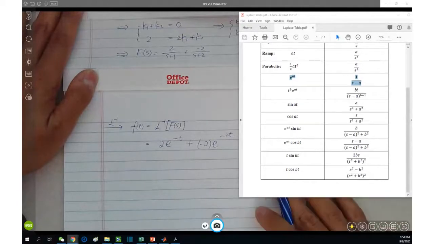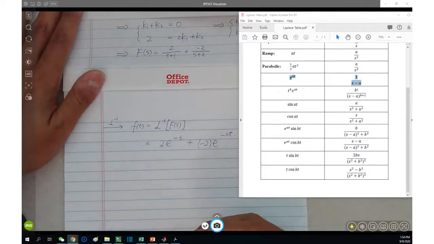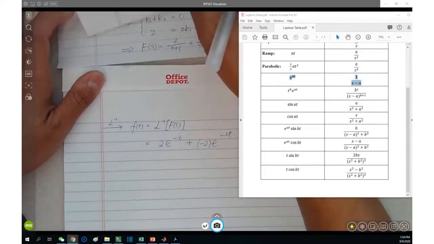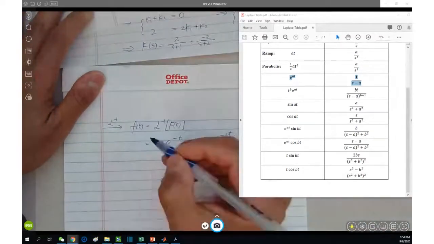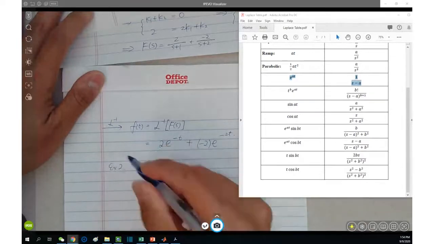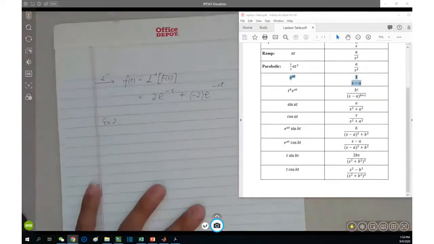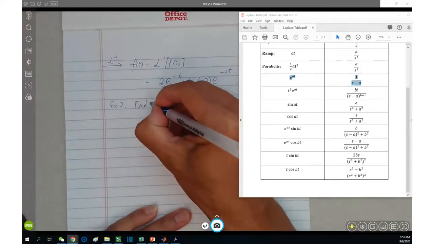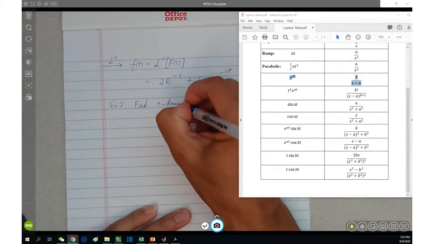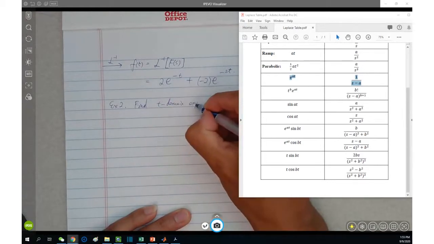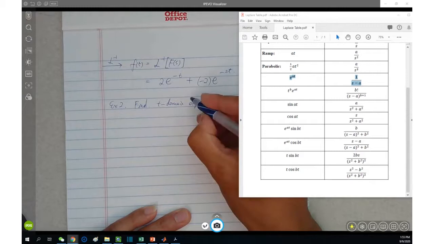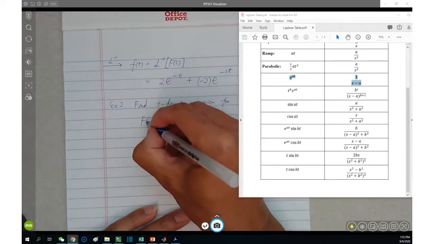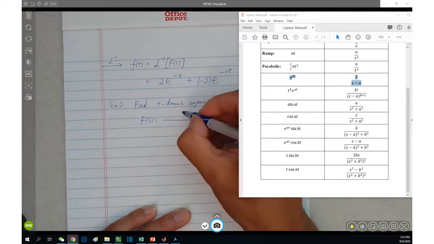Any questions before we go ahead to the second example? Let me leave a little more time for you to conduct example 2 independently. Again, find the time domain expression for another transfer function F(s) equal to this.